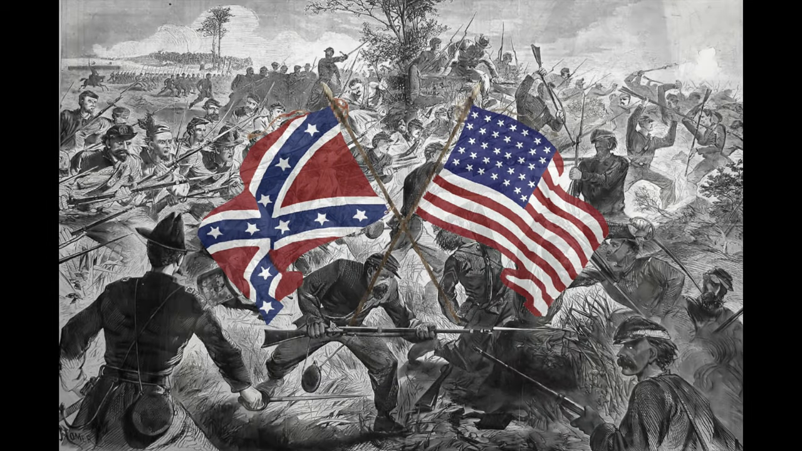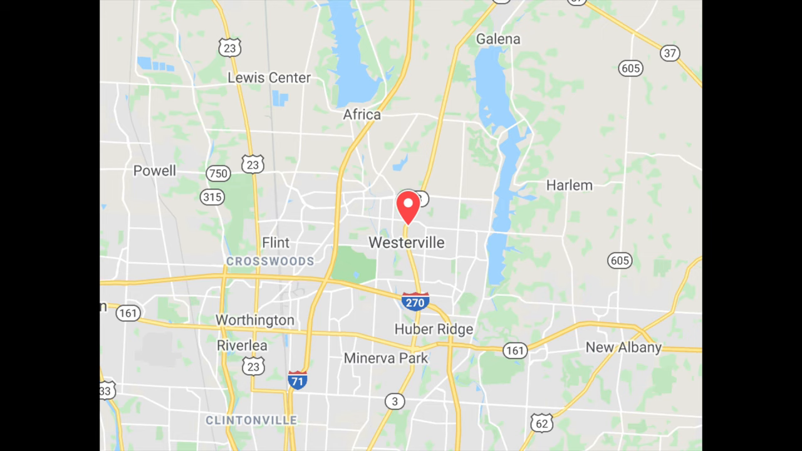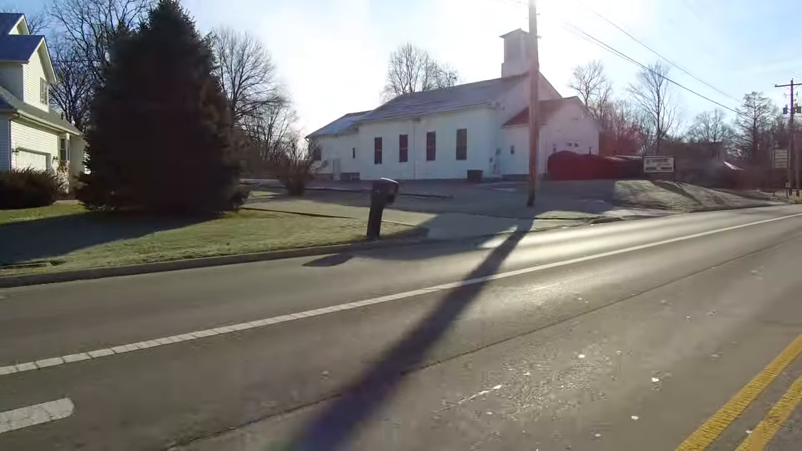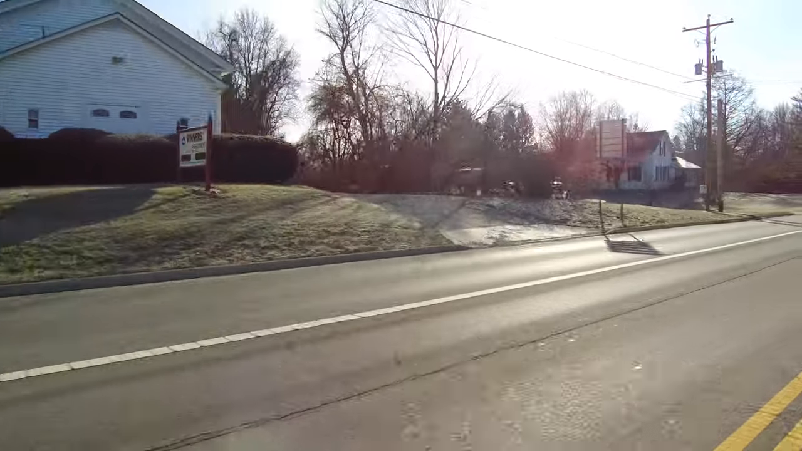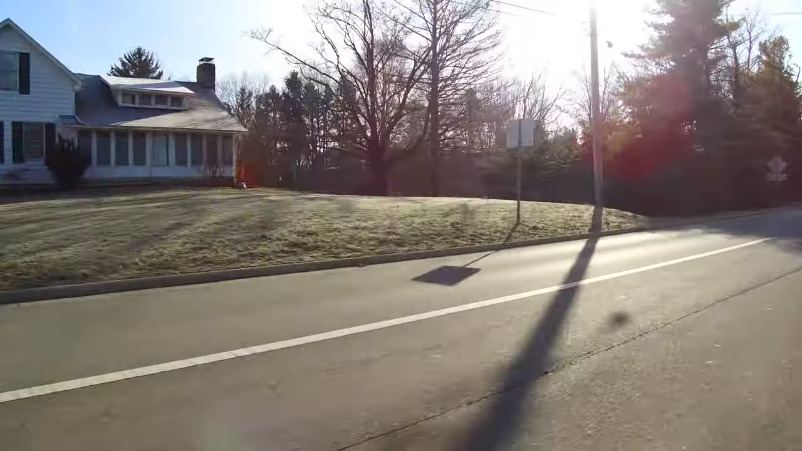After the Civil War, the freed slaves left Africa and settled in the communities of Delaware, Westerville, Van Wert, and Paulding. The village of Africa has basically disappeared, but several homes owned by Patterson and his neighbors still stand today.